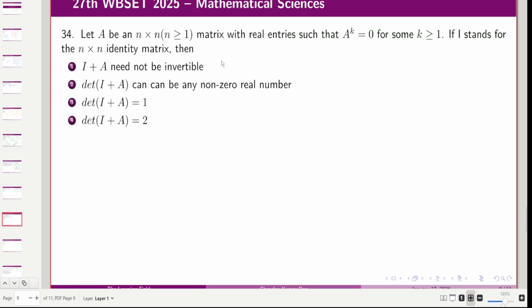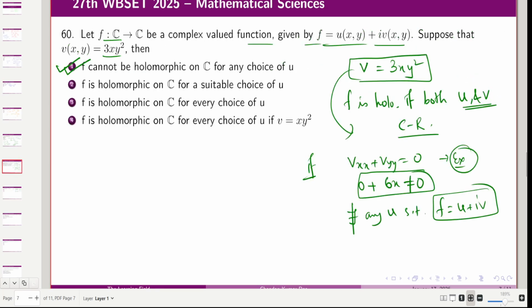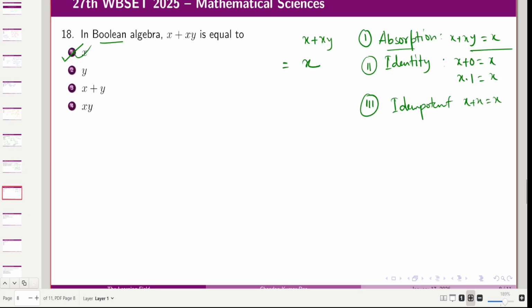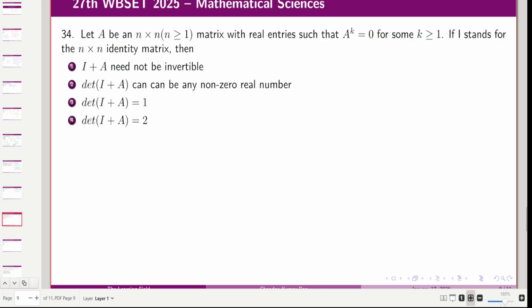So these are the questions of complex analysis, and this one question is Boolean algebra. Some two or three questions this year come from the portion of complex analysis. Sorry, linear algebra. Question number 34 is a question from linear algebra, and these questions are all from the X series.